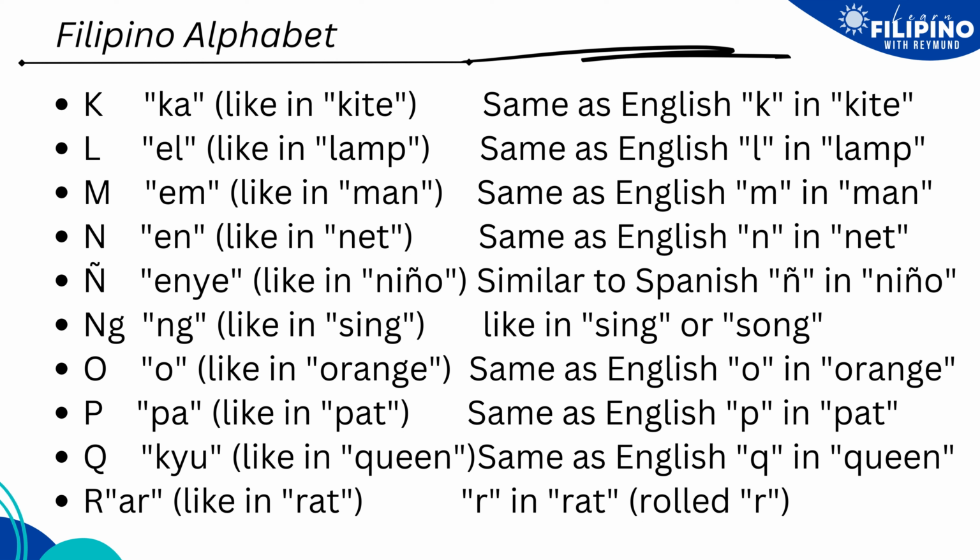The letter N, like the N in net. The letter NY, like the NY in niño. The letter NG, like the NG in sing. The letter O, like the O in orange. The letter P, like the P in pat. The letter Q, like the Q in queen. The letter R, like the R in rat.